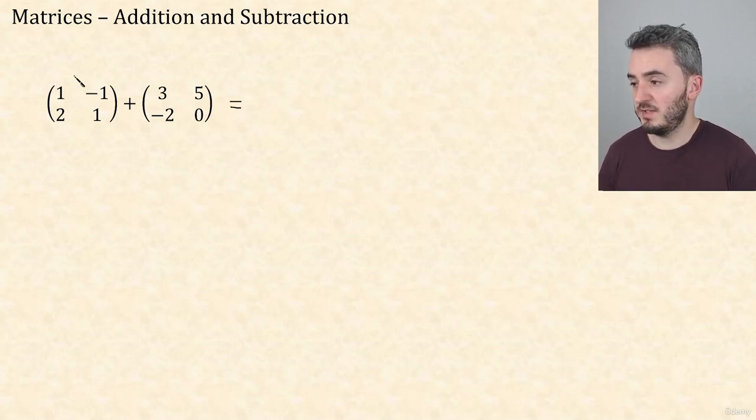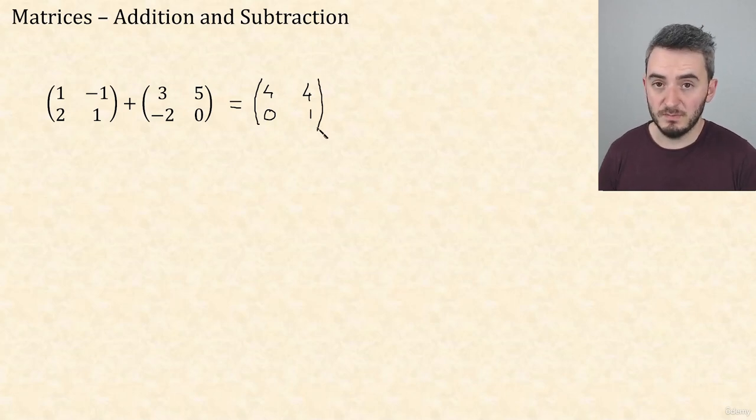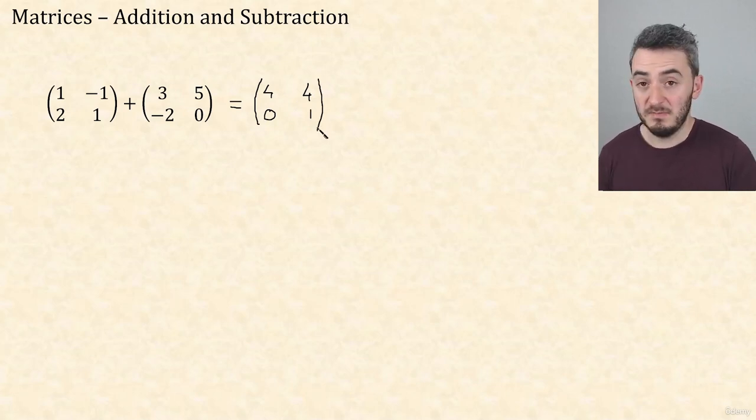What I mean by that is we'll take the 1 plus the 3 here to get 4, the -1 plus the 5 here to get 4, the 2 plus the -2 here to get 0, and the 1 plus the 0 here to get 1. And that is it. That's how you add matrices together. There's not much more to say, so yeah, that's it. It's a fairly simple skill.